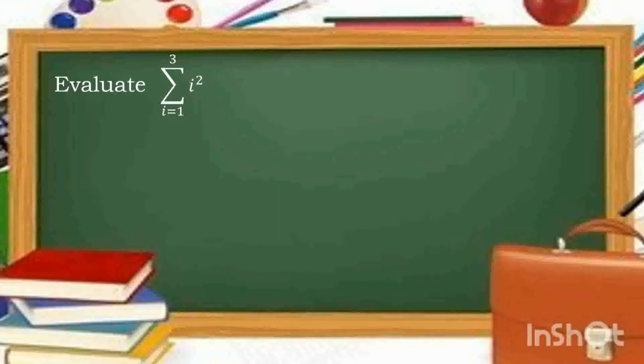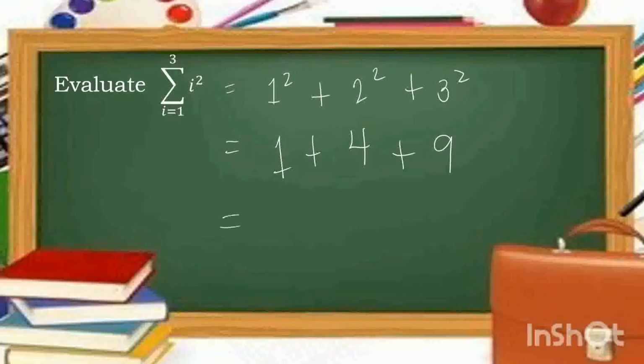Evaluate the summation of i squared as i goes from 1 to 3. It means we need to get the total sum of i squared terms from i equals 1 to i equals 3. First is 1 squared plus 2 squared plus 3 squared. So 1 squared is 1, plus 2 squared is 4, plus 3 squared is 9. 1 plus 4 is 5, plus 9 is 14.